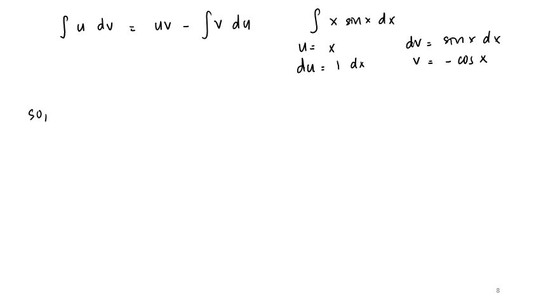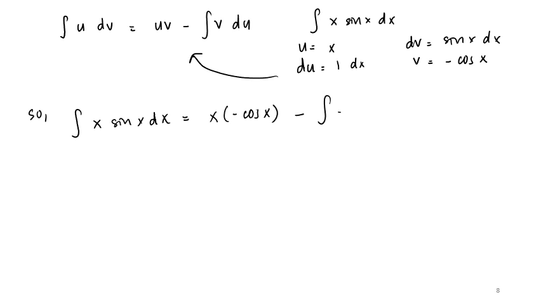So putting this into the formula there, then we get integration of x sine x dx equals u is x, v is minus cos x, minus integration of v, minus cos x, du. du is just dx there. So you just do the same thing. Yeah, so you got sine x plus c. It's basically the same thing. It's just that this formula in terms of u and v is easier to remember.